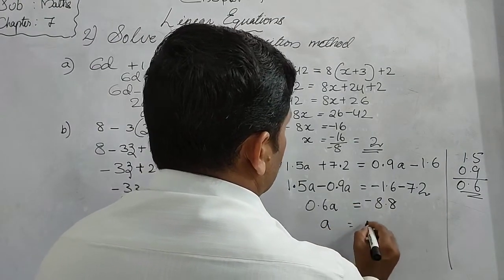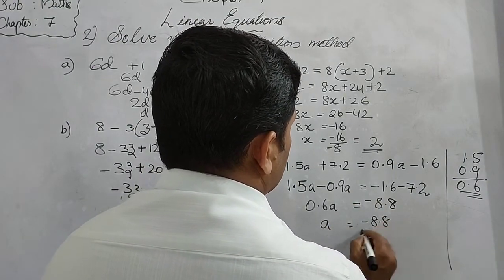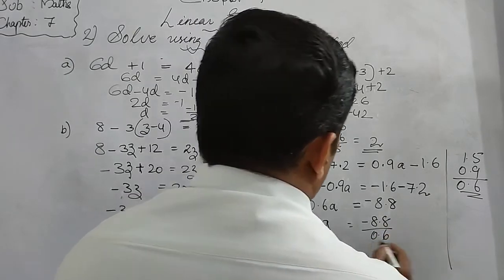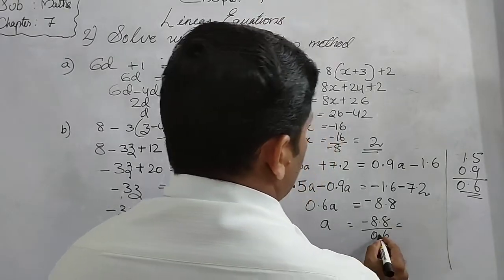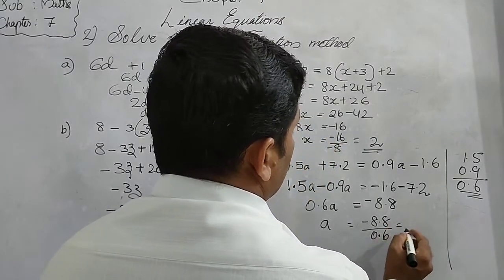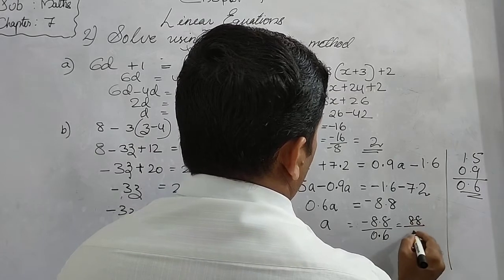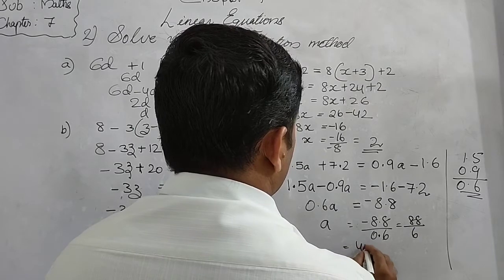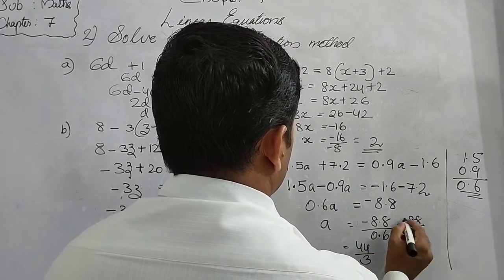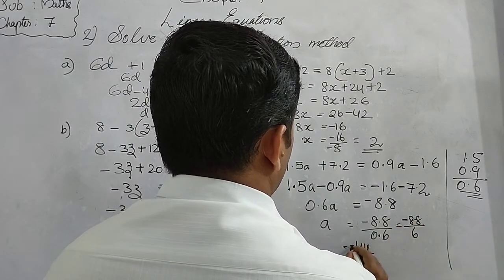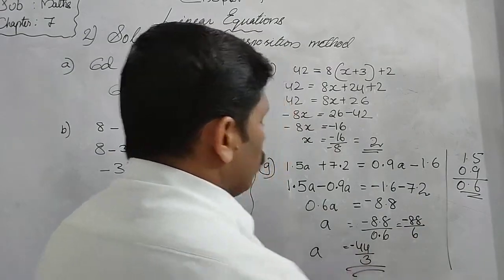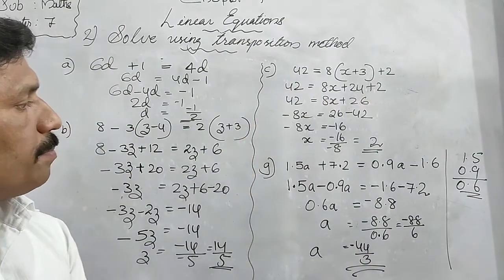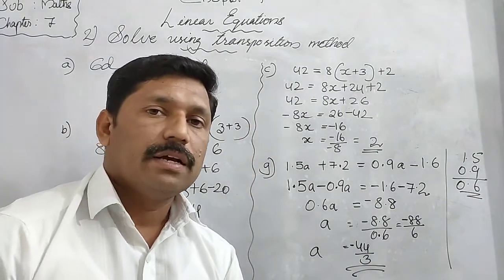Therefore, we divide: a is equal to negative 8.8 divided by 0.6. Here, in order to avoid the decimal, we multiply by 10. So it will be 88 upon 6. We can cancel and reduce that, then we get 44 upon 3. So a is equal to negative 44 upon 3. So, students, these are the questions. One more question we will solve, then the remaining ones afterwards.